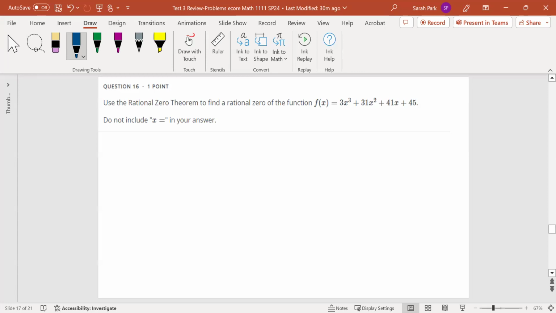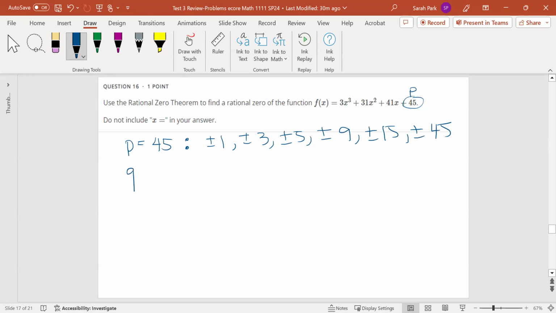And to use the rational zero theorem, you take the p-value, which is the last constant term, and then you have to find all the factors of 45, which are going to be plus or minus 1, plus or minus 3, plus or minus 5, plus or minus 9, plus or minus 15, and finally plus or minus 45. And then you take the q, which is the first value, 3, and you find all the factors of 3. And then you have plus or minus 1, plus or minus 3.